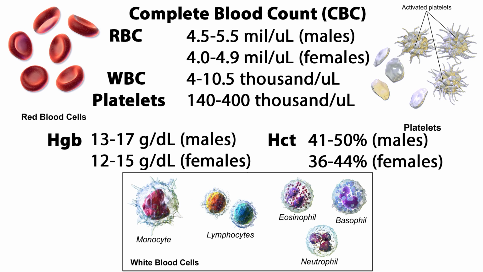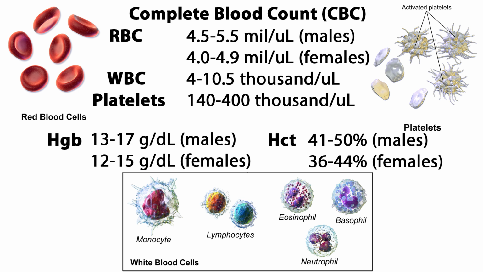Be aware that the normal values or reference ranges I've listed are just a guide, as the ranges vary from one lab to another. A complete blood count, or CBC, gives an overview of a patient's general health status by providing information about the cells in a patient's blood. It includes red blood cells, or RBCs, white blood cells, WBCs, platelets, hemoglobin, and hematocrit.